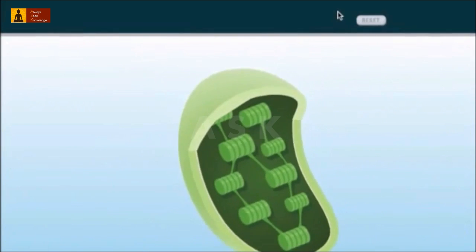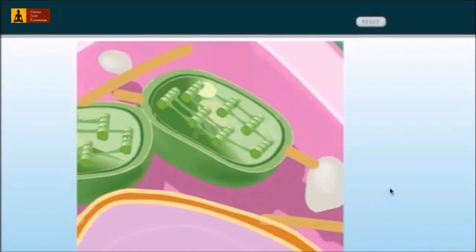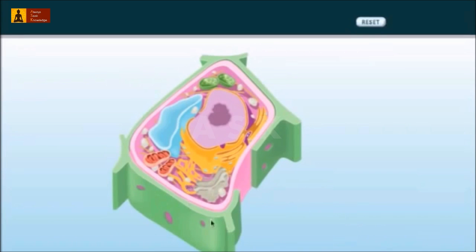Now it's in the chloroplast. It's revolving around the stroma, and what the stroma is producing is the sugar molecule. As you can see, after the process is done, the sugar molecule is produced, and this is the structure of the plant cell.